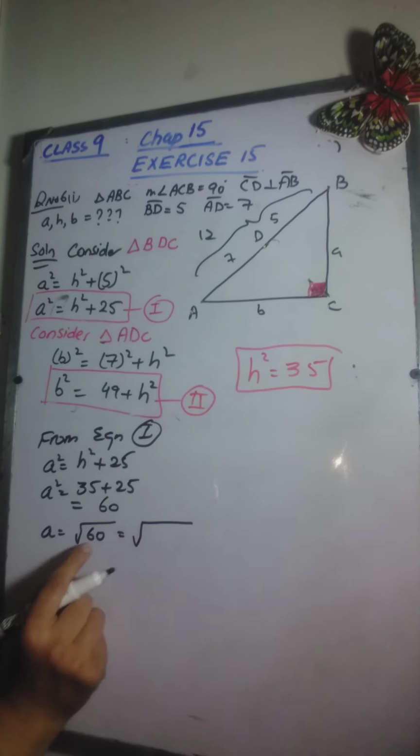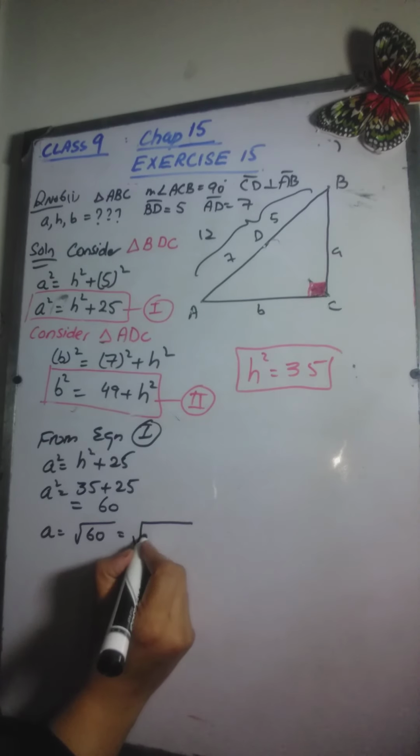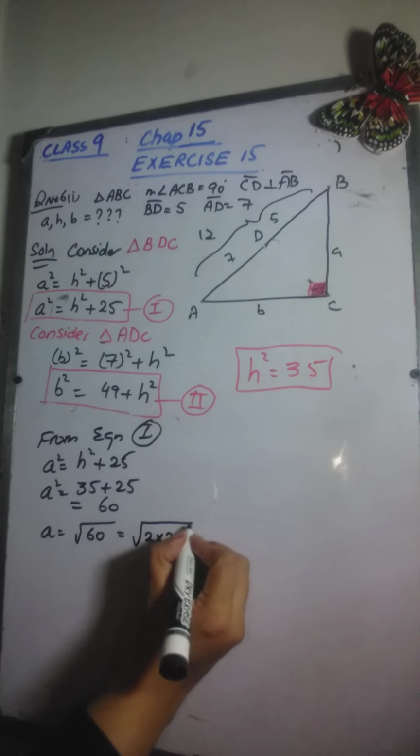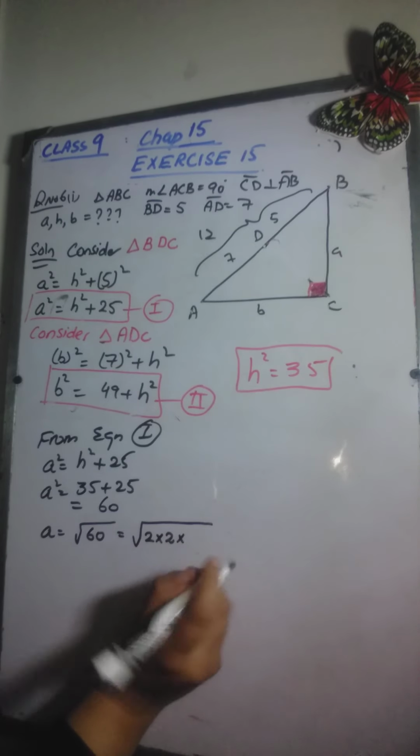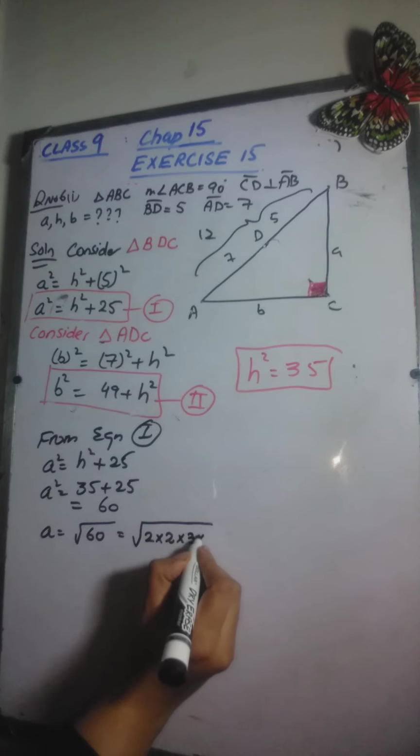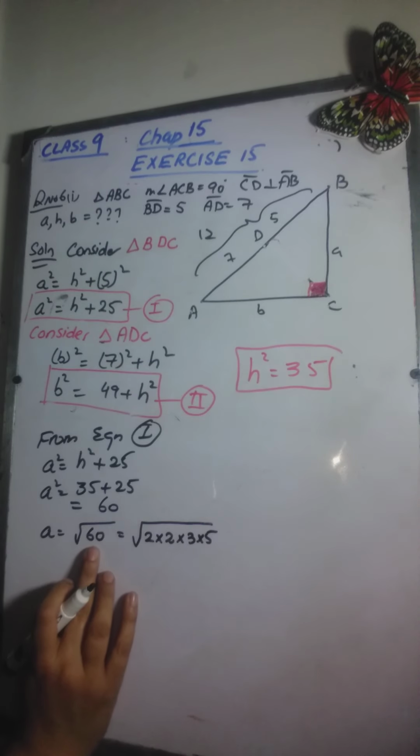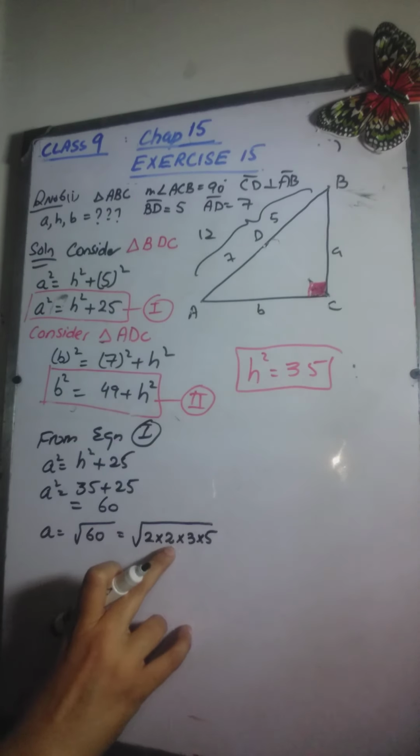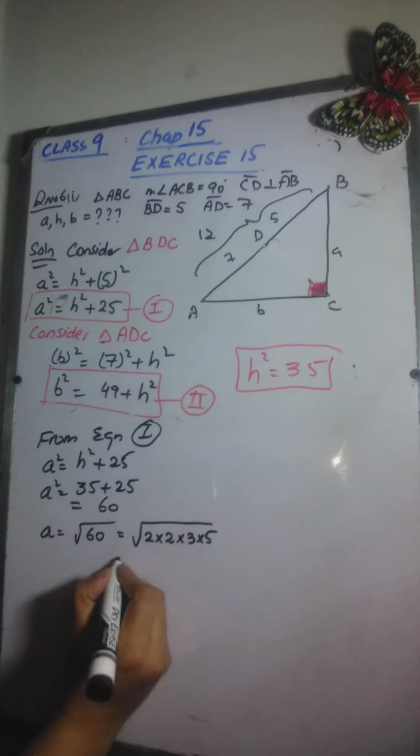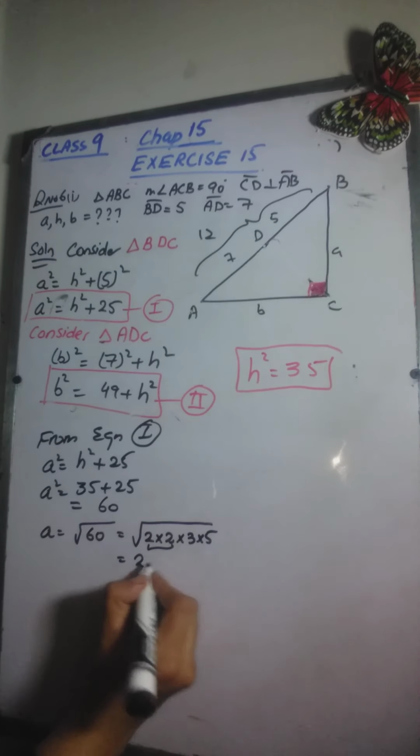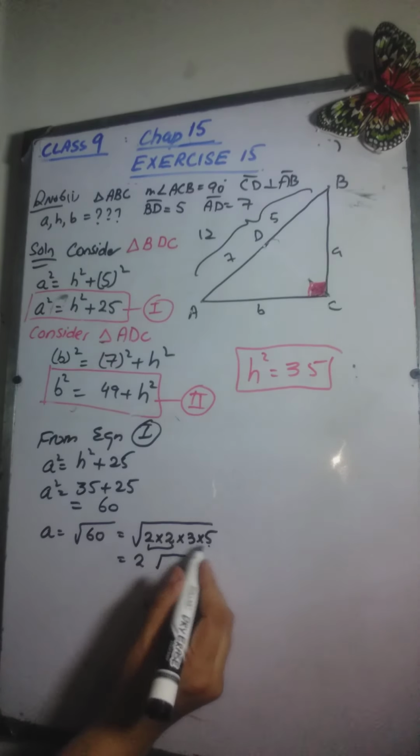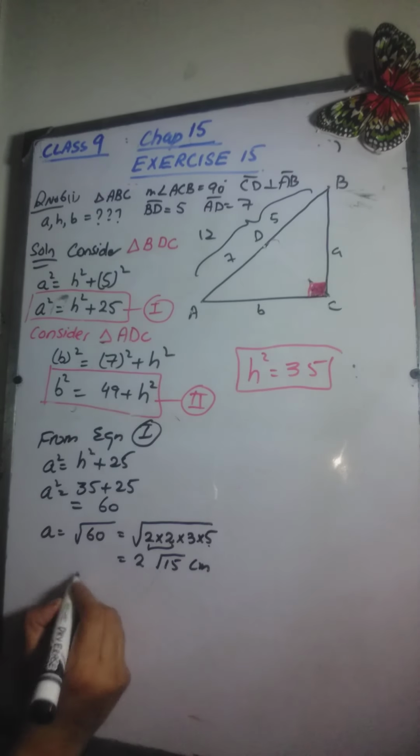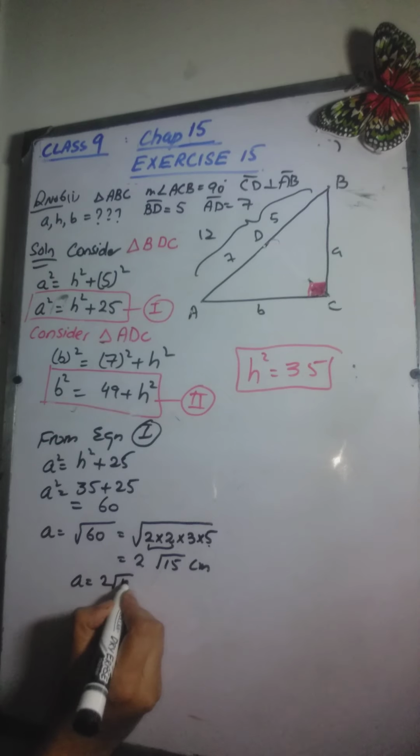Now we know that 60 is 2 times 2 into 3 into 5. If you do the prime factorization of 60, we get 2 into 2 into 3 into 5. 2 5s are 10 and 2 3s are 6, 6 into 10, 60. So taking 2 outside, we are going to get 2, and 3 into 5 is 15 centimeters. So the value of a is equal to 2 under root 15.